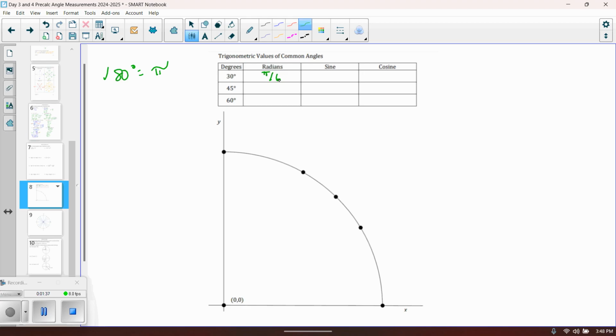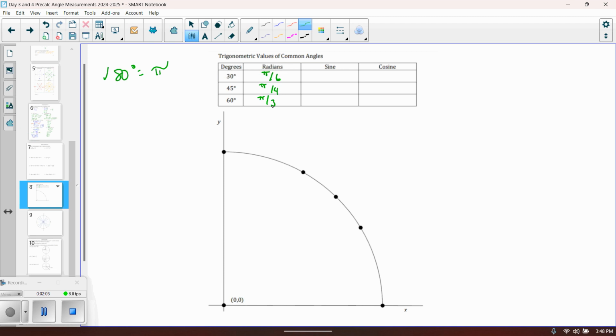45 degrees is 1/4 of the top half of the circle. Therefore, 45 degrees is the same thing as pi/4. And then 60 degrees is 1/3 of the top half of the circle. Therefore, 60 degrees is pi/3. Again, you just need to know those conversions very, very quickly. However, it takes practice for you to know that in your head.